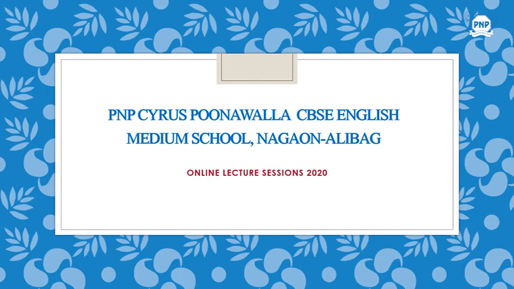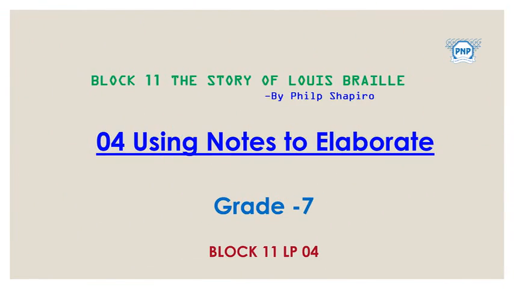Well, at home. Last time we completed one lesson, a very inspiring lesson about Louis Braille, the person who had changed the life of many blind people all over the world. In this lesson we are taking one more point, which is using notes to elaborate. Elaborate means to give details. So how can these notes be useful for giving details?